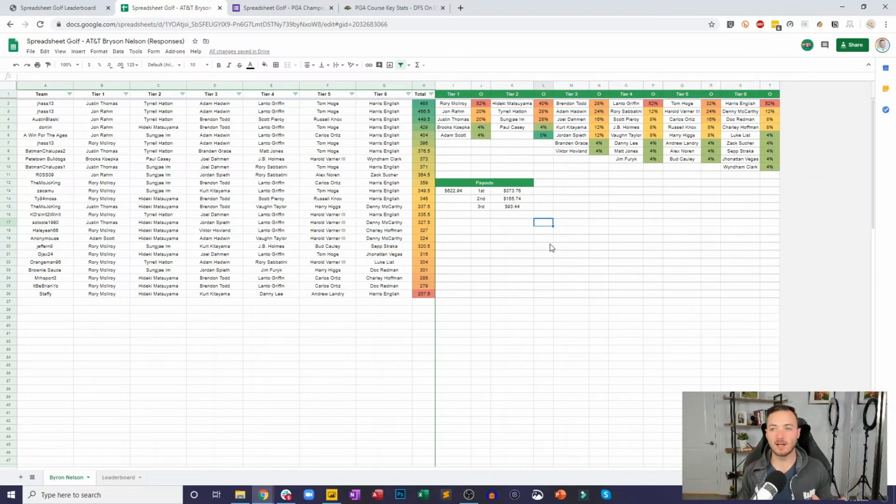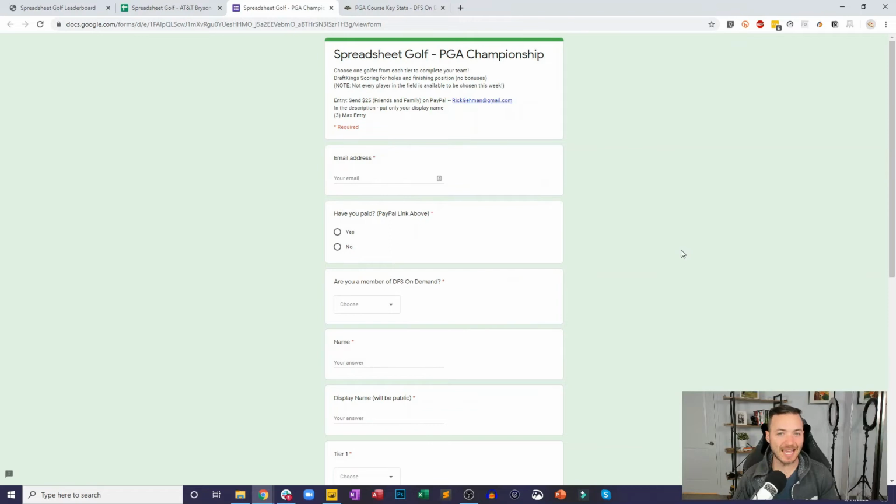So we're going to fast forward to this week, which again, for the PGA Championship, I stacked the field. Instead of taking a random sampling like we've been doing over the past couple weeks to give guys rest weeks and get more players into the field, this is an absolutely stacked field that I created for this week. So this is what the entry form is going to look like.